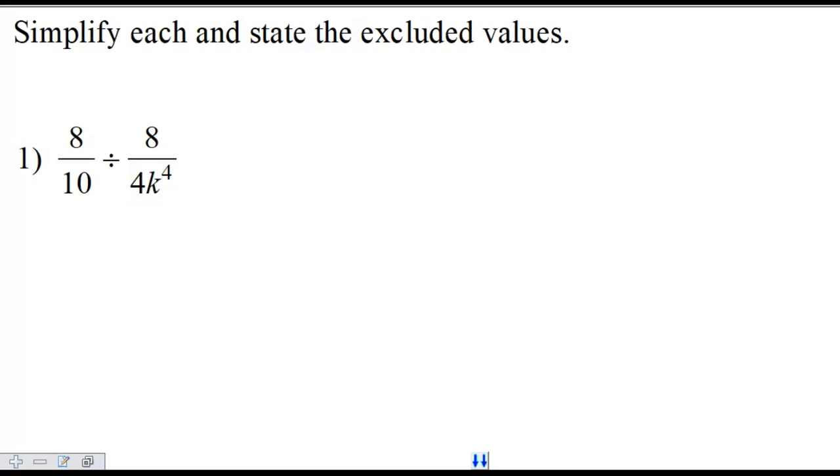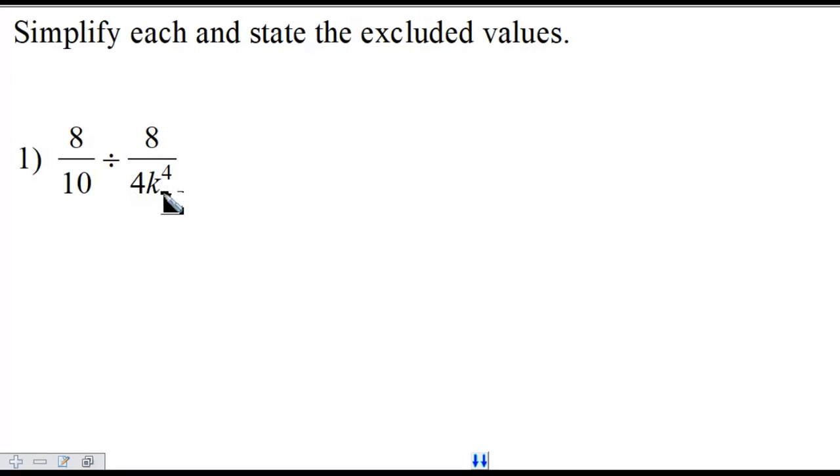Steps 1 and 2 will be exactly the same. Step 1 was to factor everything that could be factored. In this first example, all of my terms are monomials, so no factoring is needed. Step 2 is to state the excluded values. We do this by focusing on the denominators. We only look at the denominators that have a variable in them.